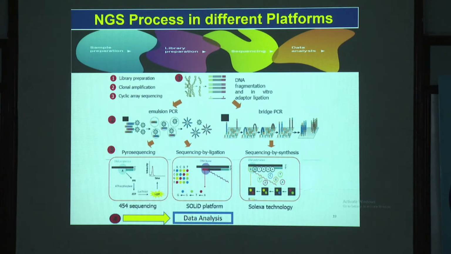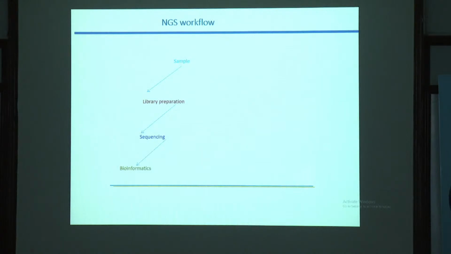Okay. So what are the 4 common steps? Library preparation, clonal amplification, sequencing, and data analysis. Okay. So as I said, your input material, whether you are planning for genome sequencing or transcriptomics, DNA or RNA, the quality should be very, very good. Okay. How will you assess the quality of DNA or RNA? Nanodrop or spectrophotometer. Very good.